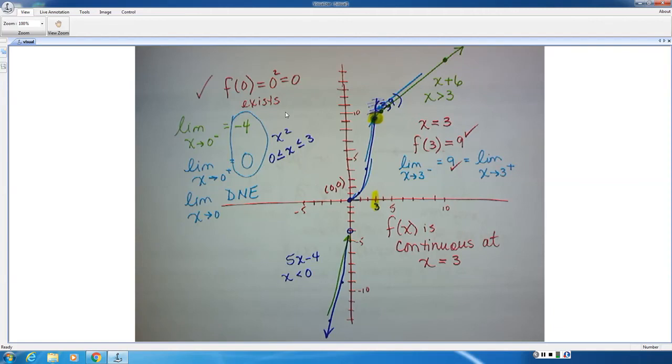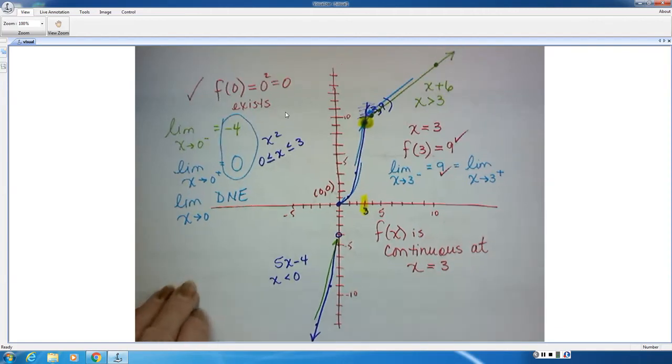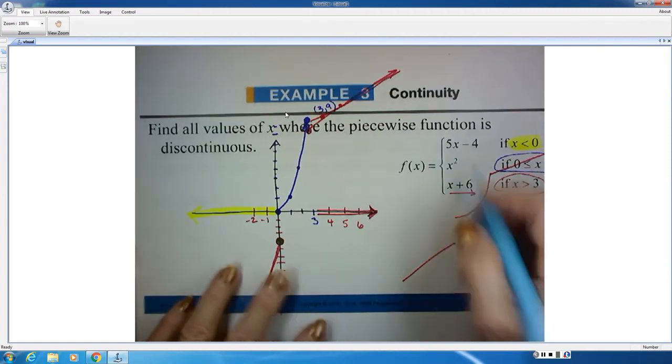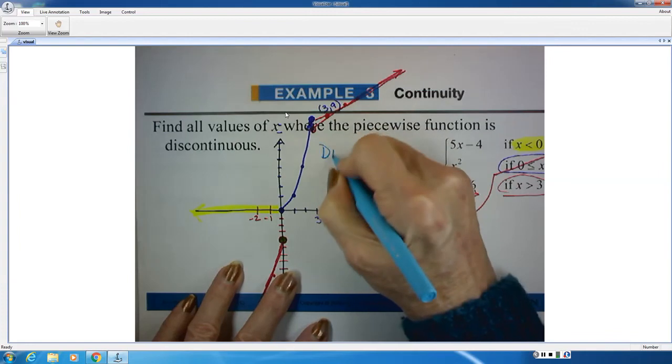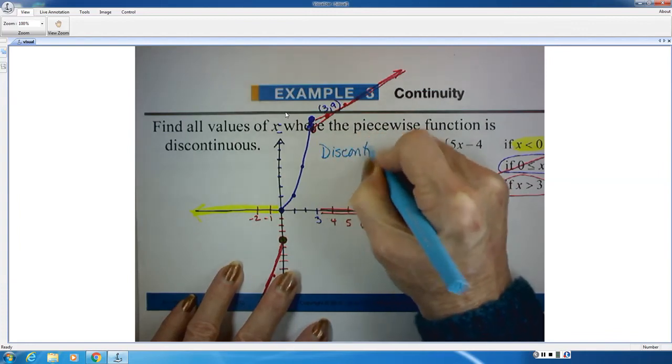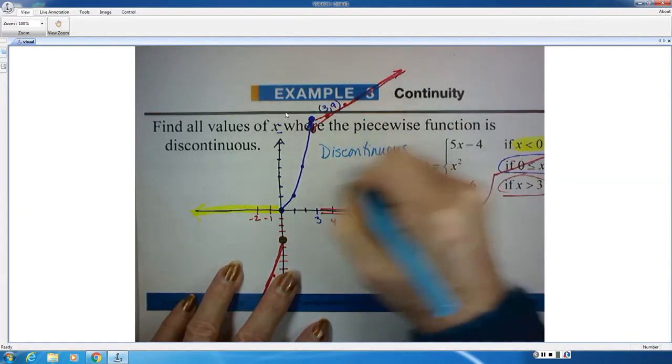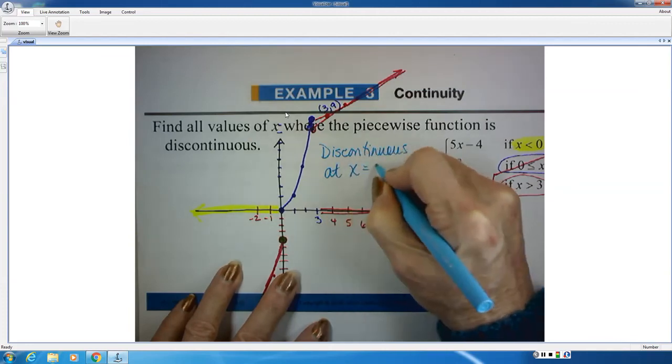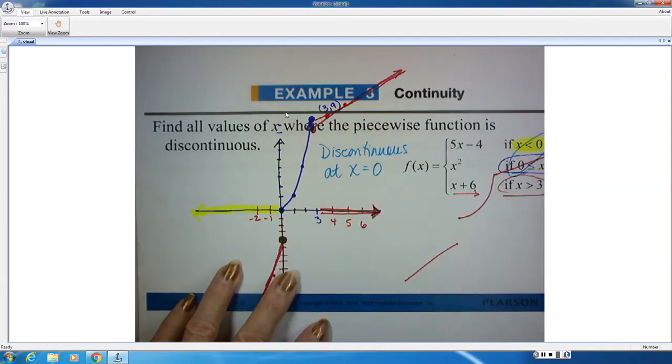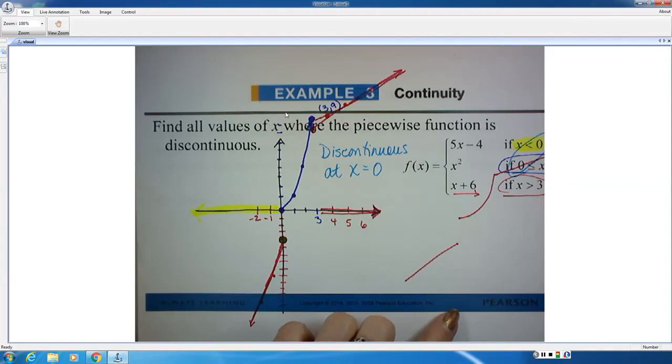So if you go back to the problem, it is discontinuous at x equals 0. There's where the problem is. Those two pieces do not connect. It is continuous, however, at x equals 3. This one worked.